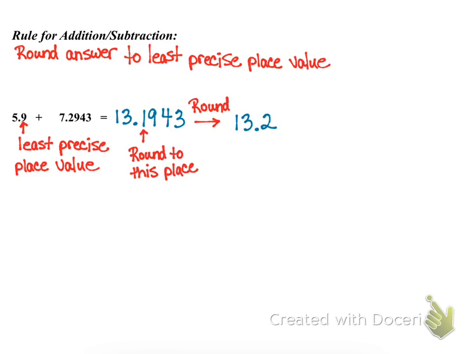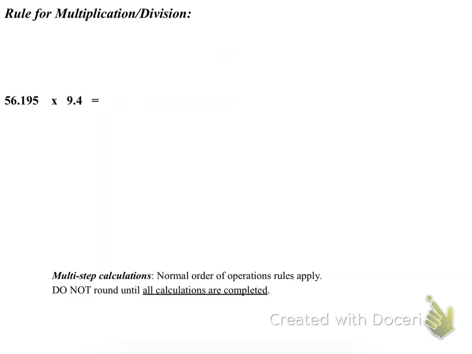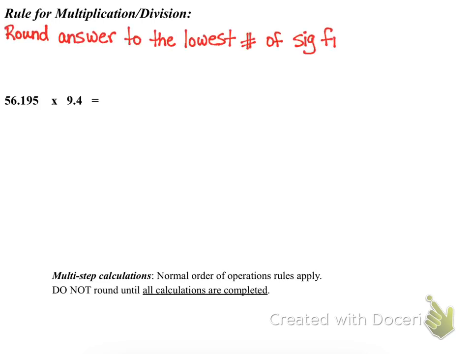We don't actually do a lot of addition and subtraction, so we don't use this rule. We use it sometimes, but not so often. The next rule is much more common. We do a lot more multiplication and division. And this rule says that we're going to round our answer to the lowest number of sig figs. This is an easier one to use, and most students are more comfortable doing this because we do it a lot. So plug everything into your calculator.